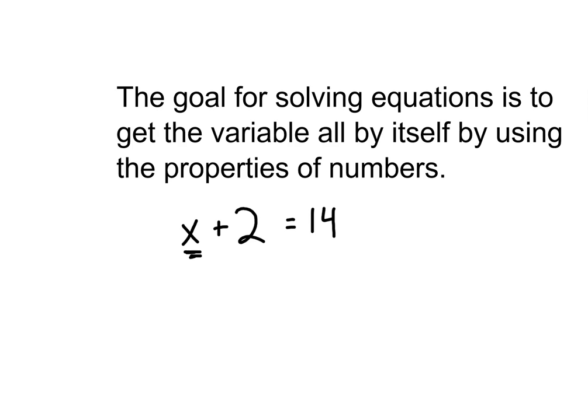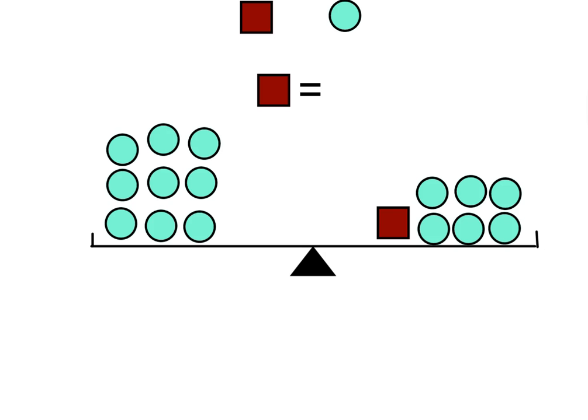So before we get into how we're going to do that, I'm going to do a quick example here using a balance. So here is a balance. On the left side you've got 9 blue circles. On the right side you have 6 blue circles and a maroon box. The question up in the middle there is, what is one of those maroon boxes equal to? How many circles is that equal to?